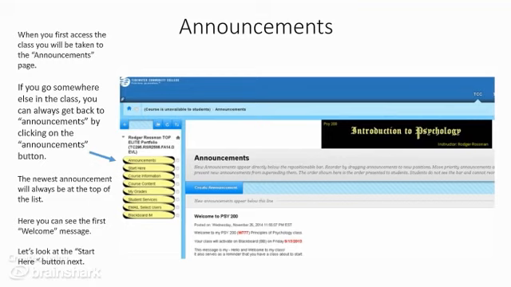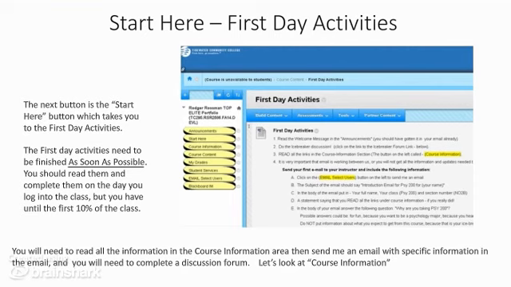Here you can see the first welcome message that is in the class when it's first set up. So let's look at the Start Here button, which is the button right underneath announcements. The Start Here button takes you to the very first day activities. This button is the second button in the list, right underneath announcements.